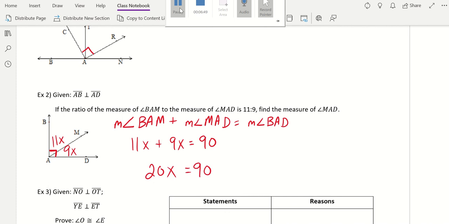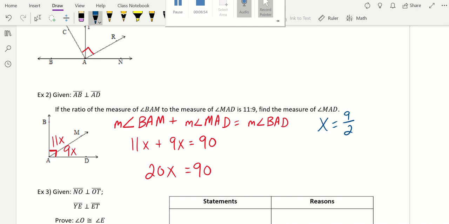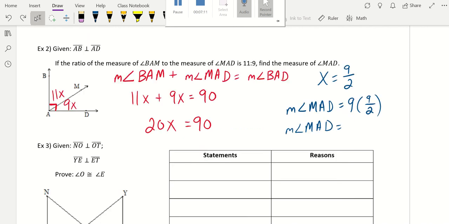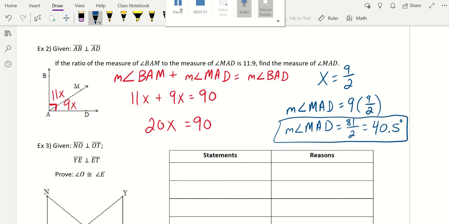20x equals 90. X has to be 9 halves, or 4.5. Well, we were asked to find the measure of angle MAD. MAD is 9x, so we take our x, which is 9 halves, and we substitute it in for x. So the measure of angle MAD equals 9 times 9 halves. So the measure of angle MAD has to be 81 halves, which is the same thing as 40 and a half degrees, 40.5 degrees. So either of those would be acceptable. All right, or you might have said 40 and 1/2 as a mixed number.